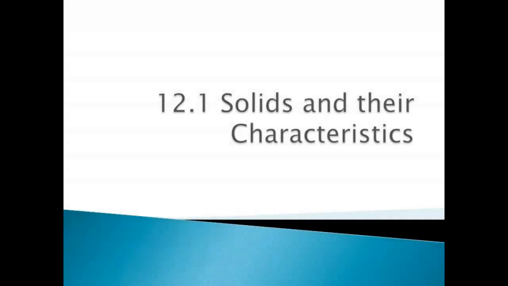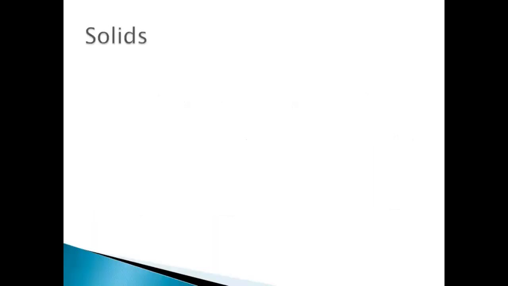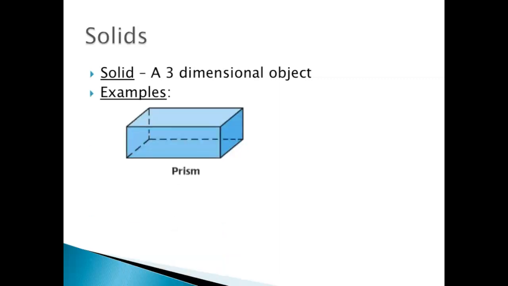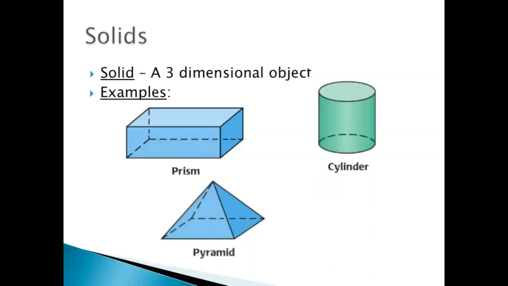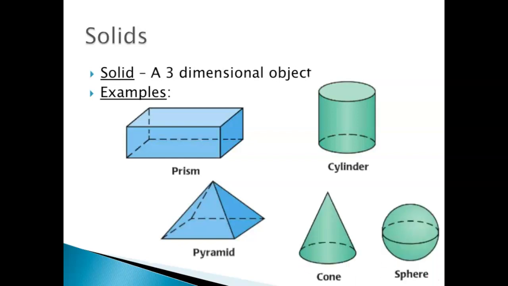Today we start a unit on solids. By solids, we're talking about three-dimensional figures. So here are some examples of some three-dimensional figures. Here we have what we call a prism. Here's a cylinder, a pyramid, a cone, and a sphere.